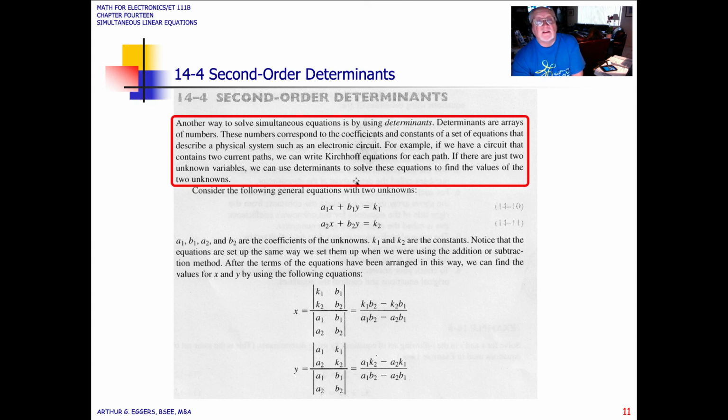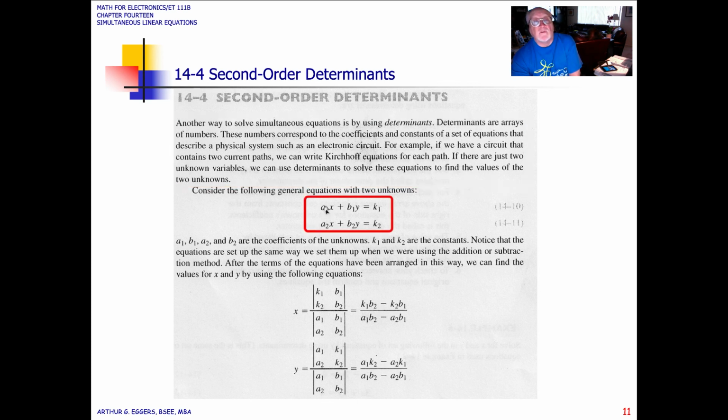And if we look at the values here, you can see we've replaced numbers with these coefficient values A1 and A2, B1 and B2, and then our constants are K1 and K2. Okay, so these numbers correspond to those coefficients and constants of a set of equations that describe the physical system, such as an electronic circuit. And the idea behind this is we can kind of mechanically solve for these unknowns.